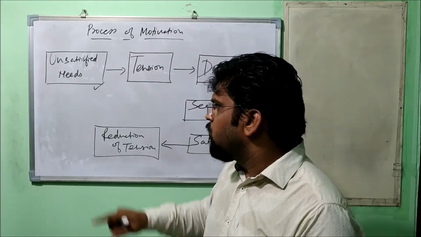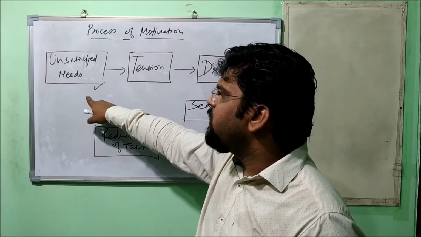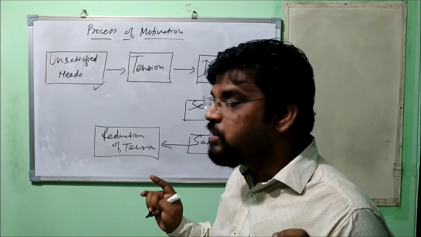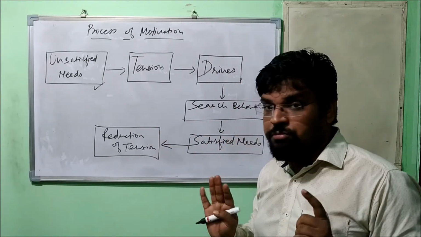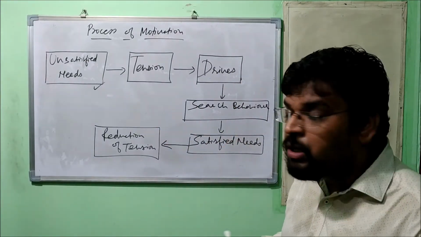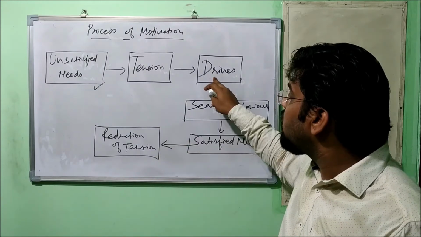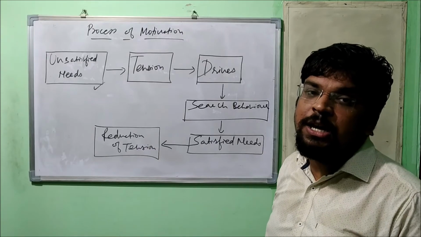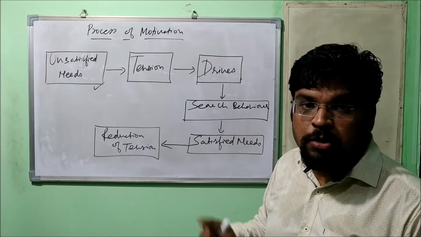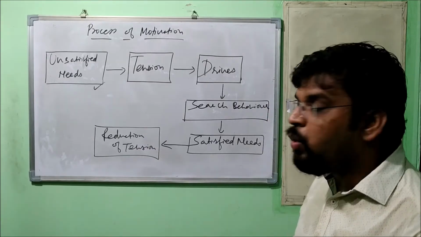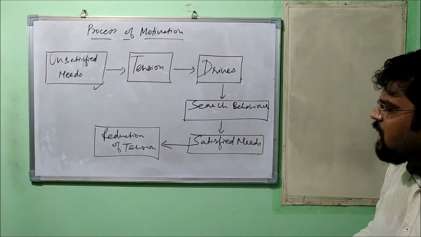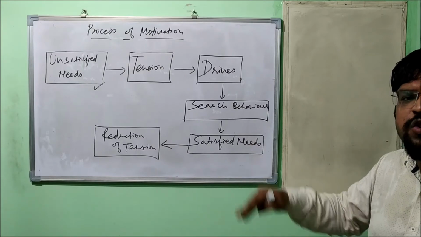See, the first step is what? Unsatisfied needs. A person has needs which are not satisfied. So just to satisfy them, what happens? He gets tension because his needs are unsatisfied. Because of tension, a kind of drive is developed. Now he starts thinking, I need to do something because he is tense. Now he starts making efforts, making attempts to satisfy his needs.